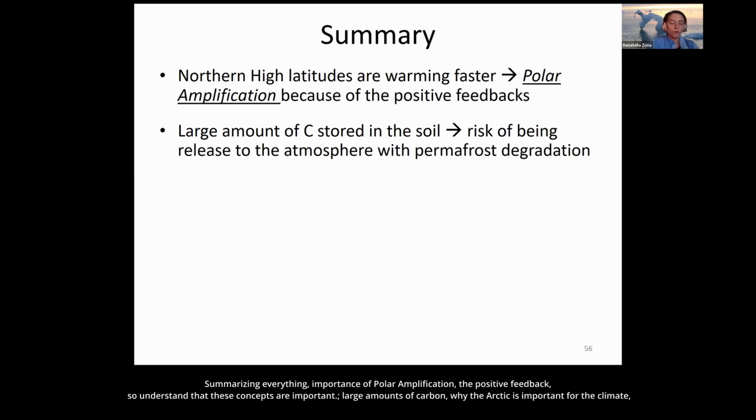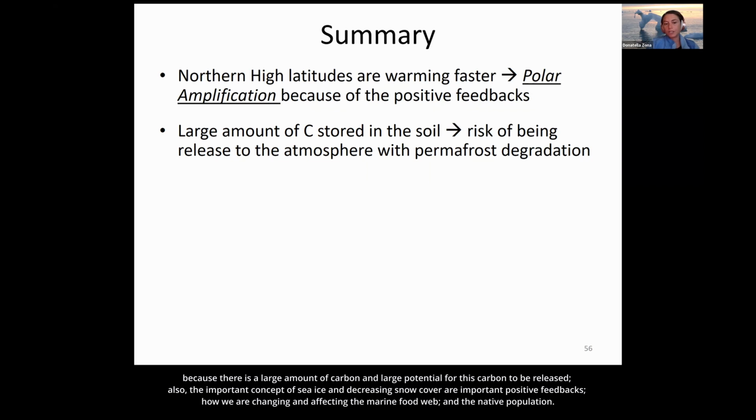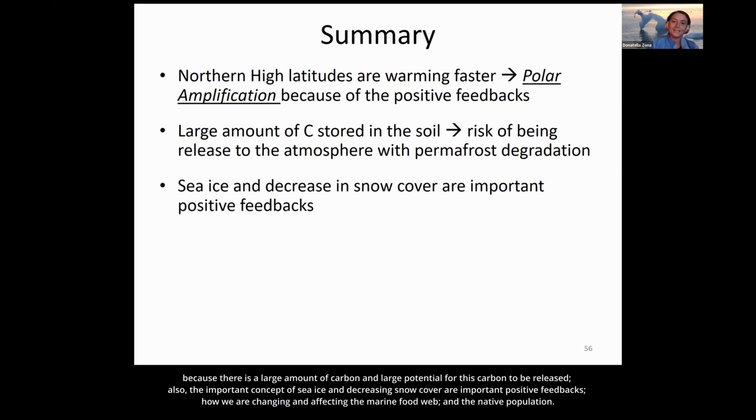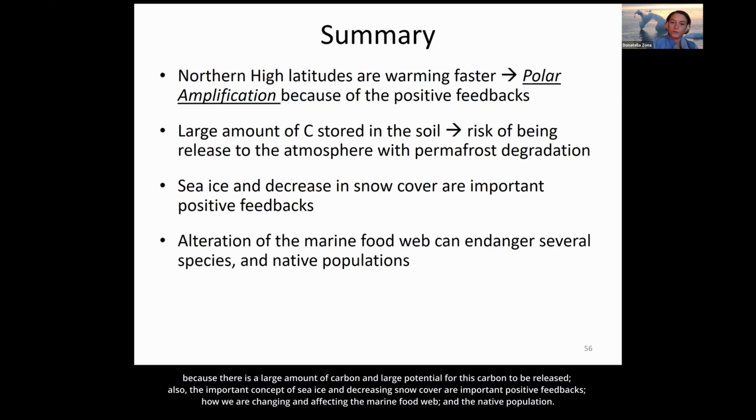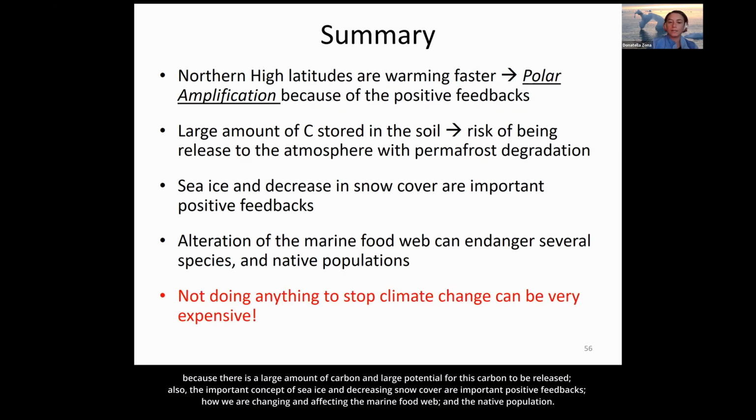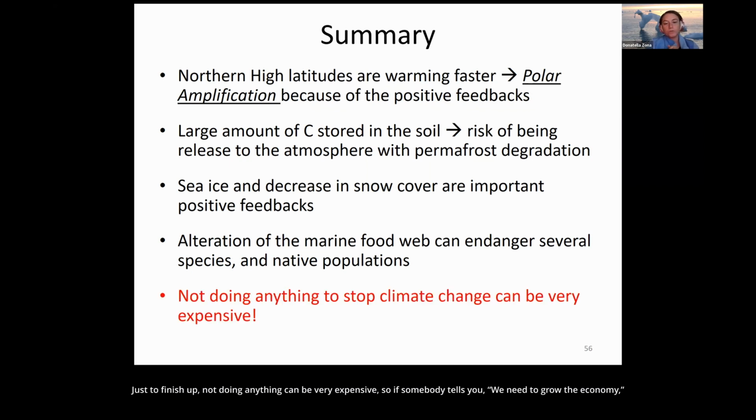Large amount of carbon: why the Arctic is important for the climate, because there is a large amount of carbon and large potential for this carbon to be released. And also how the important concepts of sea ice and decrease in snow cover are important positive feedbacks, how we are changing and affecting the marine food web and the native population. And just to finish up, not doing anything can be very expensive.